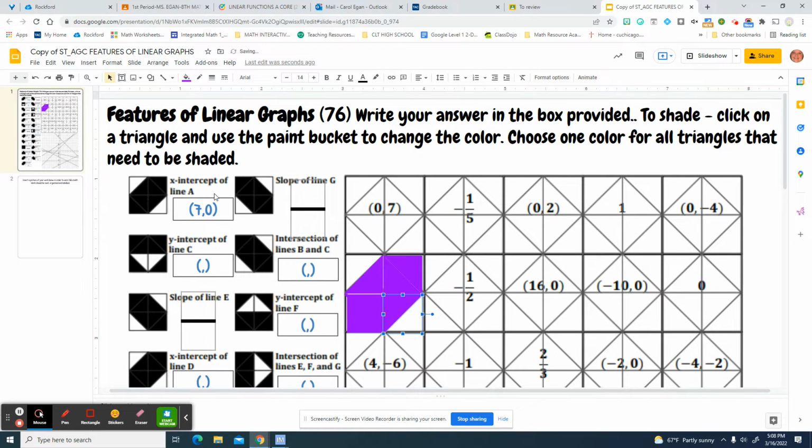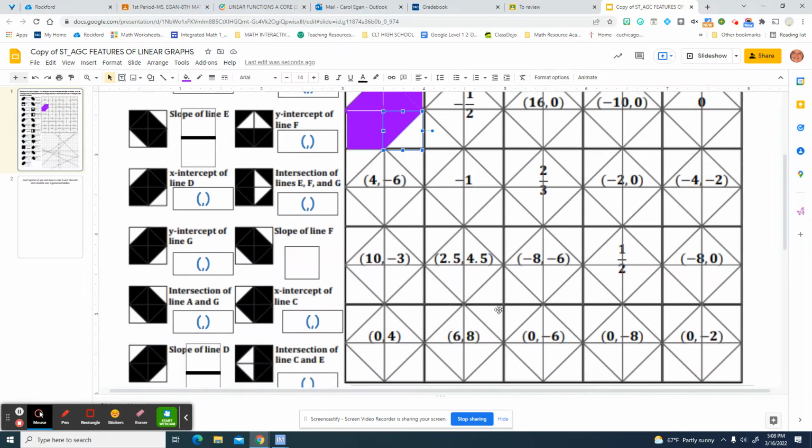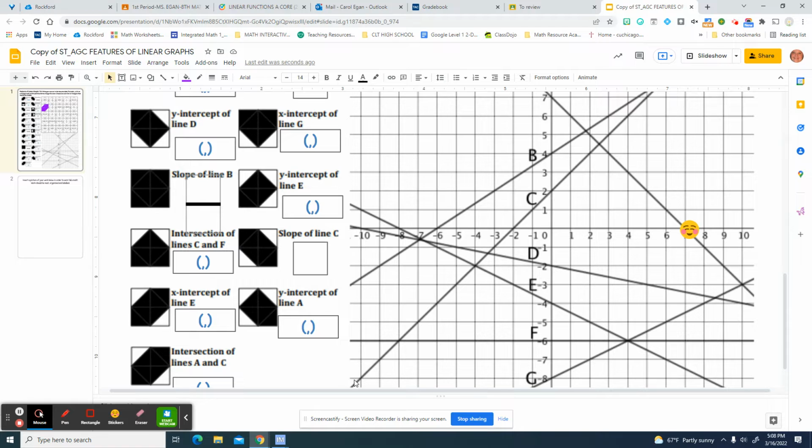And then I just clicked into each triangle and I painted it using my paint bucket up here because that's what it's telling me to do. Then it says find the y-intercept of line C. So when I go down, I'm going to find line C, which you can see running through here.